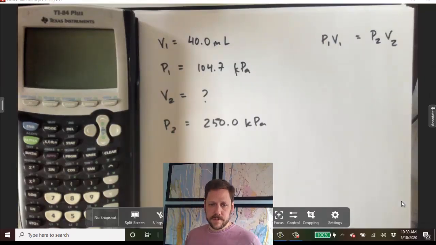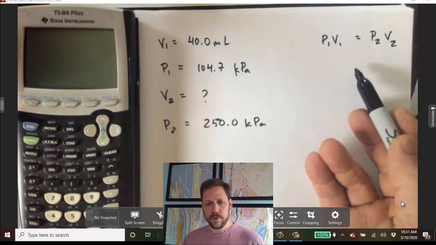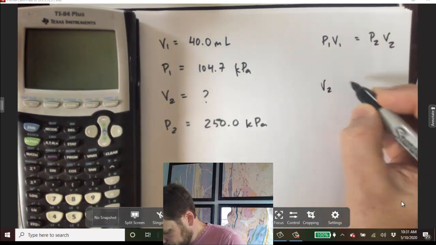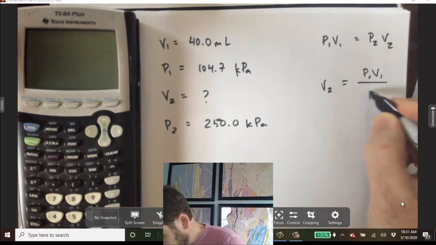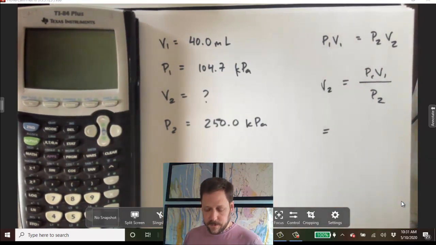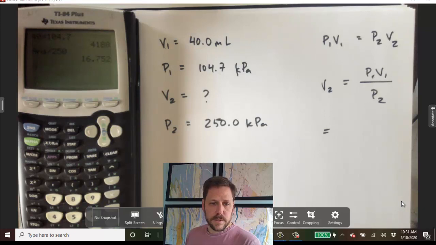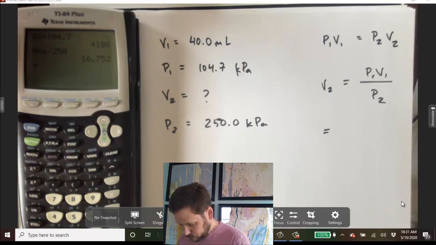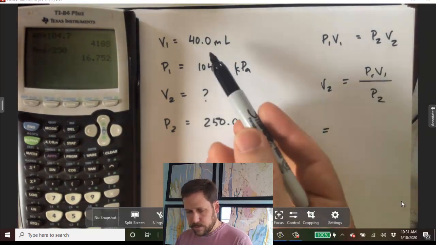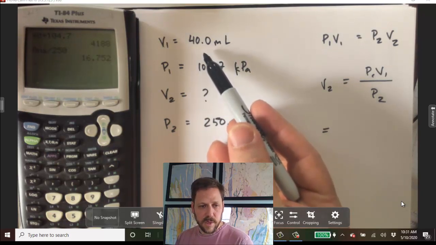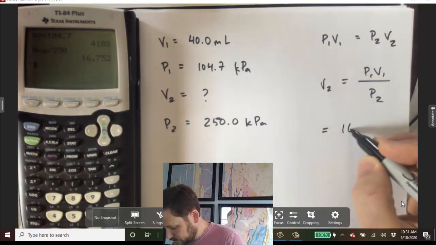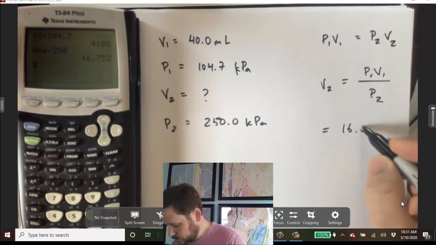So here's the shopping list I made. The initial volume is 40 mL. The initial pressure is 104.7. The final pressure is 250. So I'm going to take Boyle's law and rearrange it to solve for V2. I'll plug the numbers in. And you can see that it's true. The volume is more than halved. It looks like 3 significant figures is the least precise measurement I have, so I'll round my final answer to 3 significant figures, 16.8 mL.